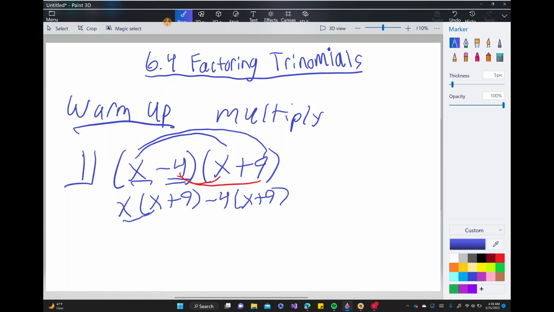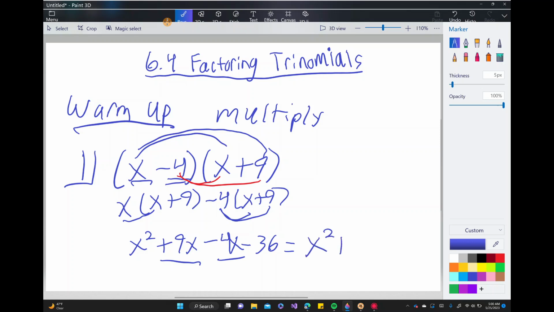So x times x here will give me x squared. X times positive 9 is plus 9x. Negative 4 times x, negative 4x. Negative 4 times 9 is negative 36. And then we combine the like terms, the 9x and that negative 4x. We get x squared plus 5x minus 36 for our final answer.